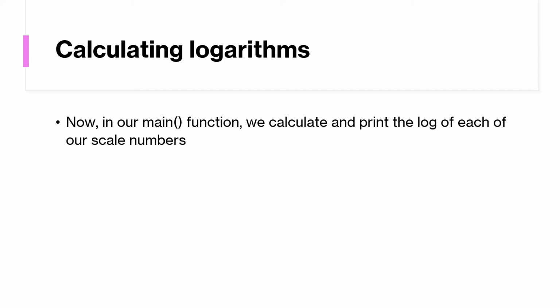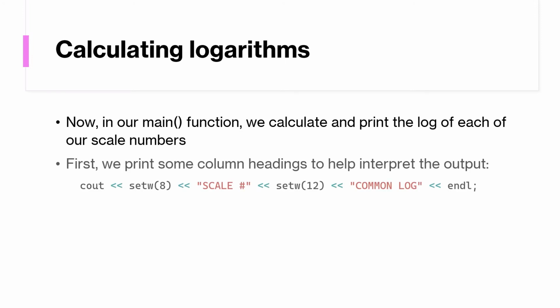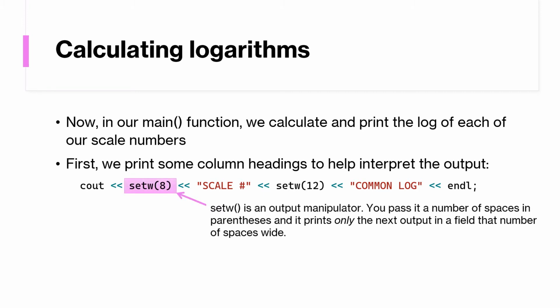Okay, so we're going to write a main function. We're going to calculate and print the log of each of our scale numbers. First, we're going to print some column headings to help interpret the output. So we're going to use the setw manipulator here for the first time. setw is an output manipulator. You put in parentheses the number of spaces that you want the column to be, how many spaces wide you want that column to be, and it will print only the next output field in a field that number of spaces wide.